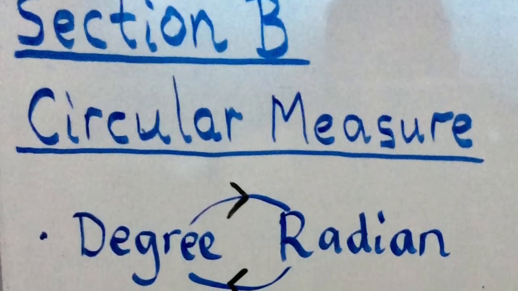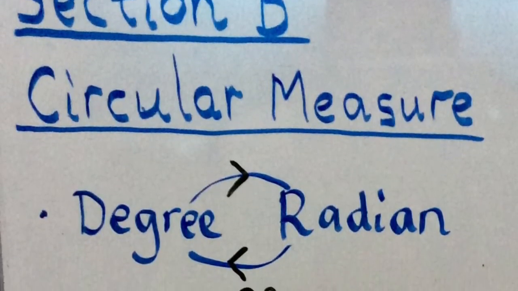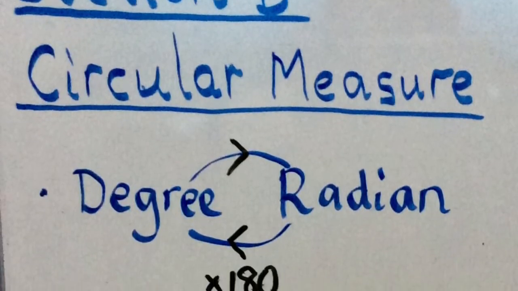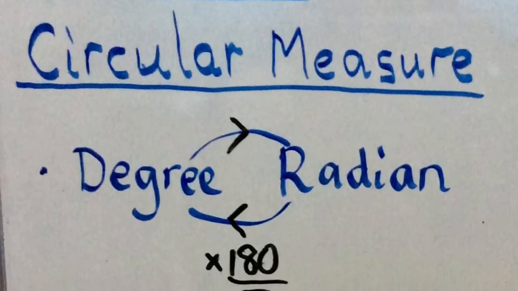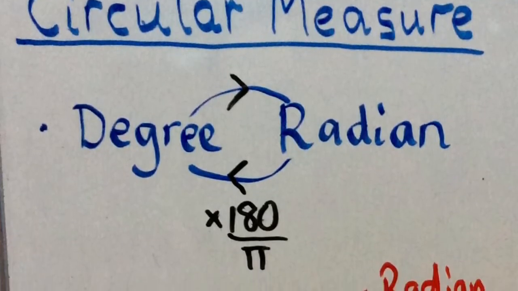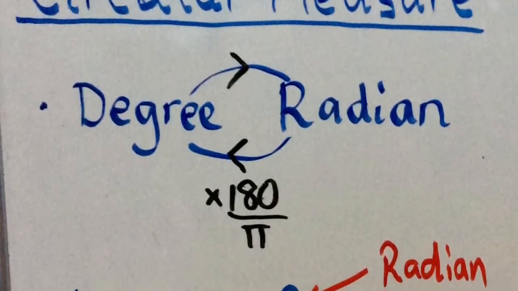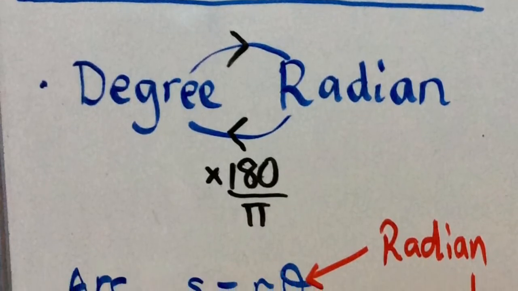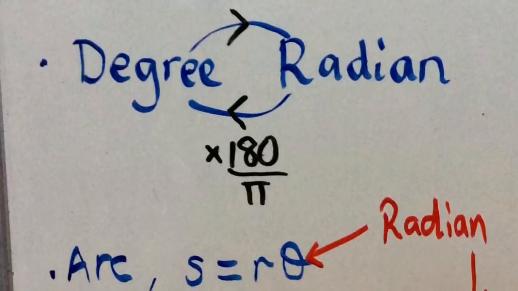For today's lesson, we're going to revise some of the chapters in section B of paper 2. First, we're going to revise circular measure. You need to know how to convert from degree to radian. To convert from degree to radian, you times pi over 180. To convert radian to degree, you times 180 over pi, where your pi is 3.142.